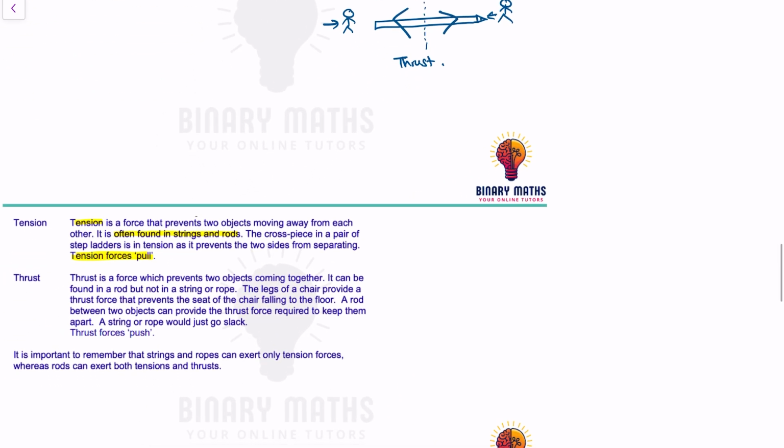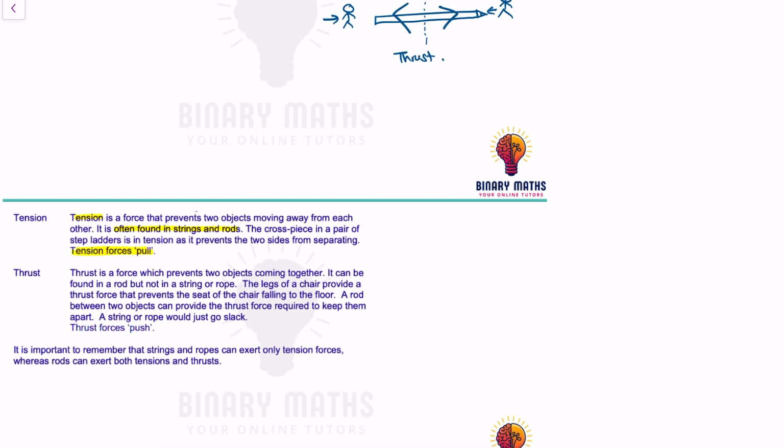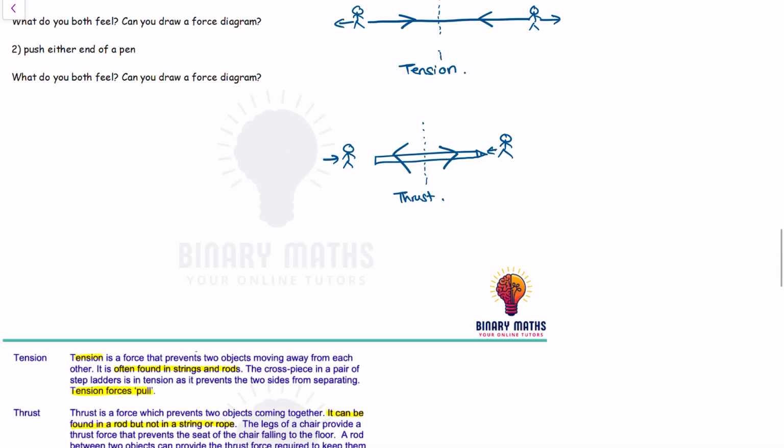Thrust is a force which prevents two objects coming together. It can be found in a rod, but not in a string or a rope. The legs of a chair provide a thrust force that prevents the seat of the chair falling to the floor. A rod between two objects can provide the thrust force required to keep them apart. A string or rope would just go slack. So thrust forces push. If you look at it, these are pull, and these are pushing the person.